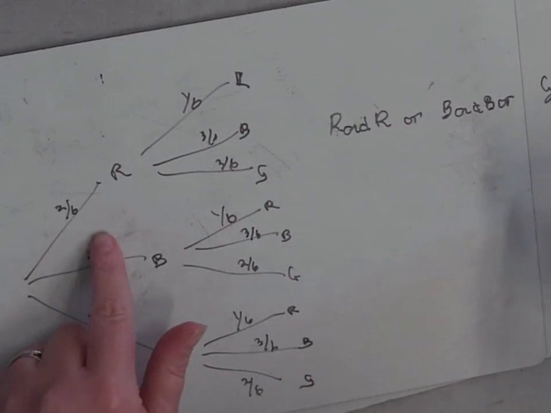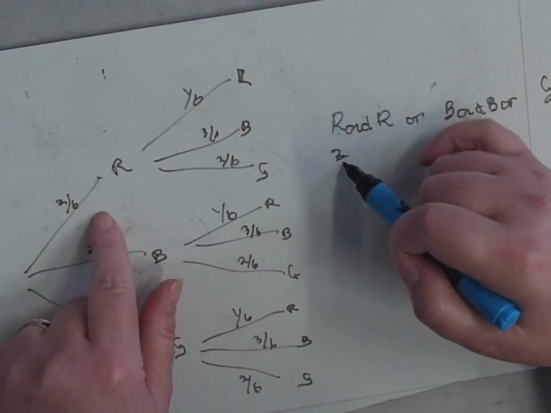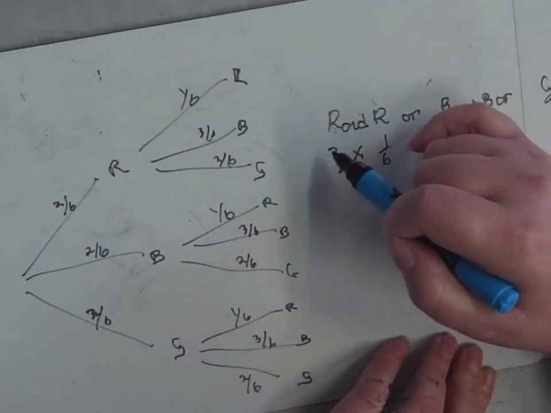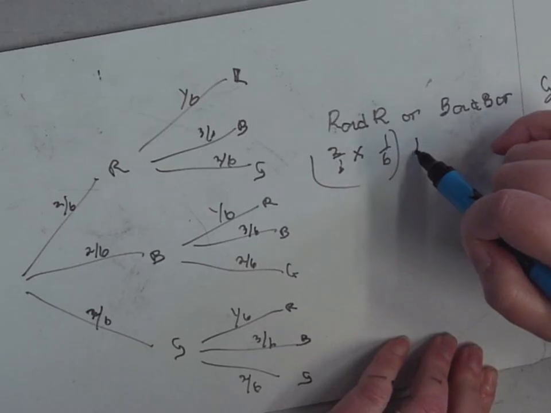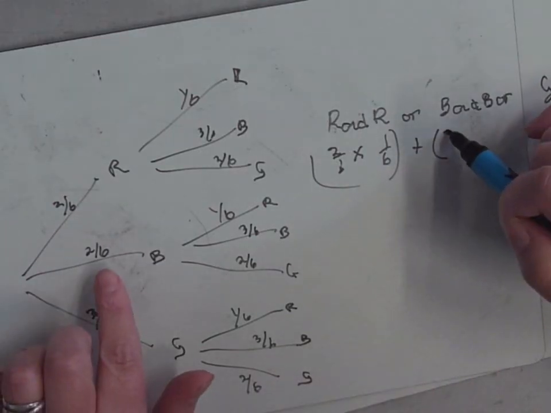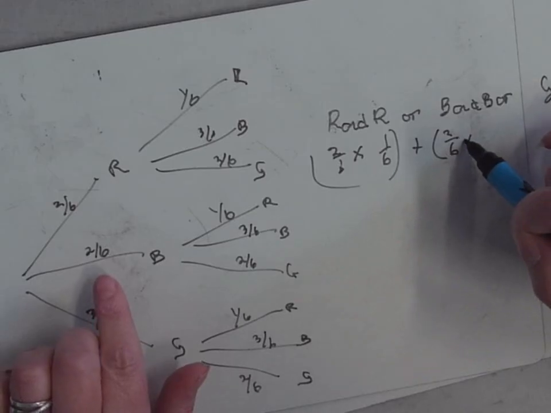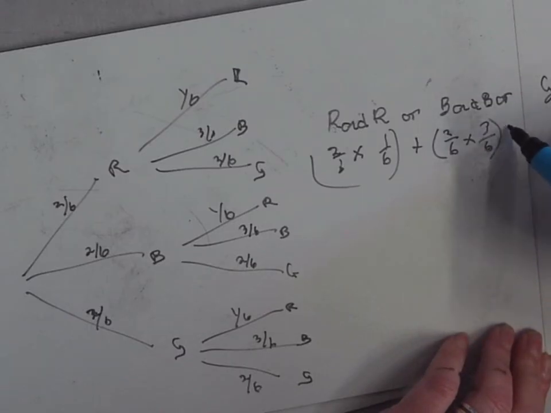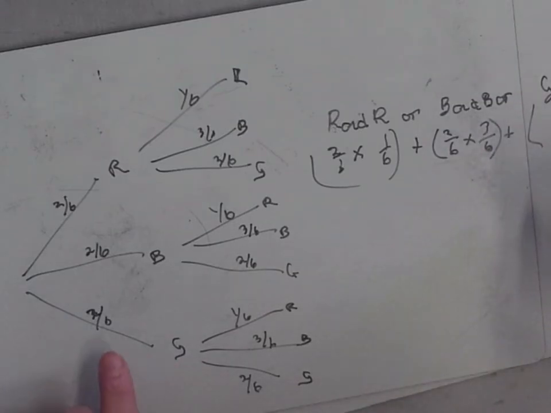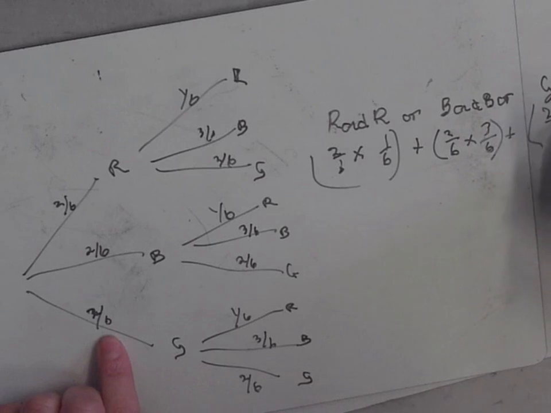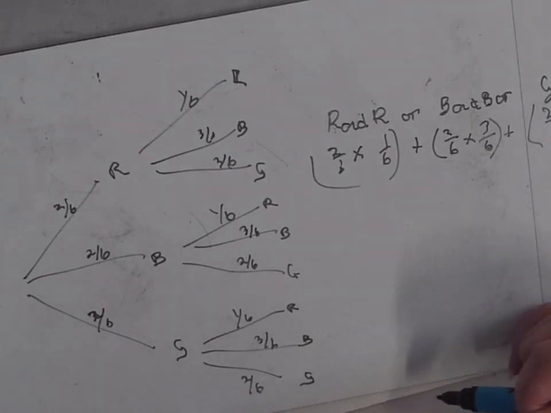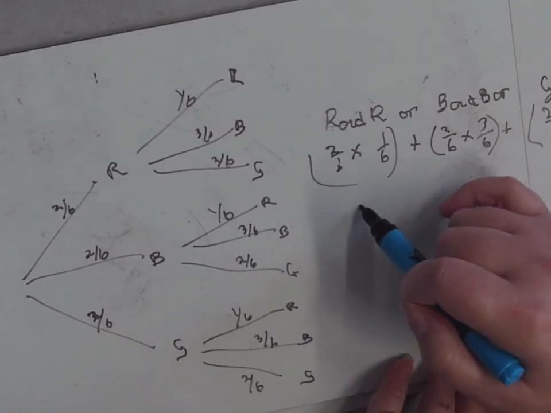So red and red. So the first red is 2/6, multiplied by the second red is 1/6. Right? 2/6 by 1/6. Add. Blue, first one blue is 2/6, and means you multiply, second one blue 3/6. Or means you add, and then we have a green. First one green is 2/6, and means you multiply, second one green is also 2/6. Is that okay?